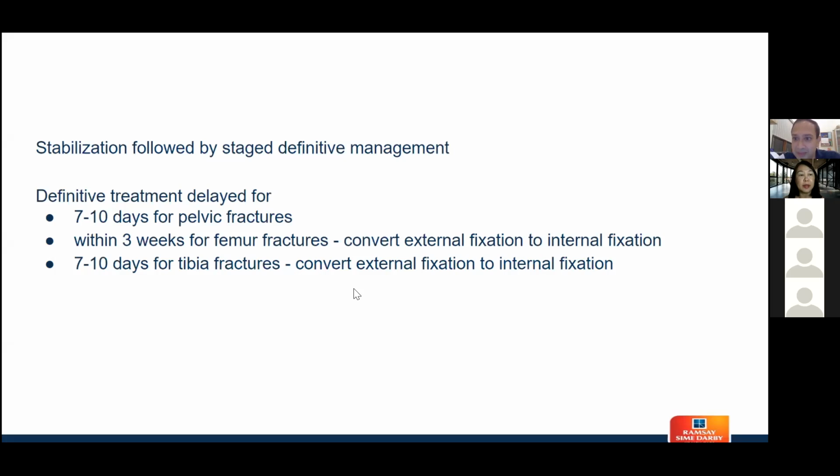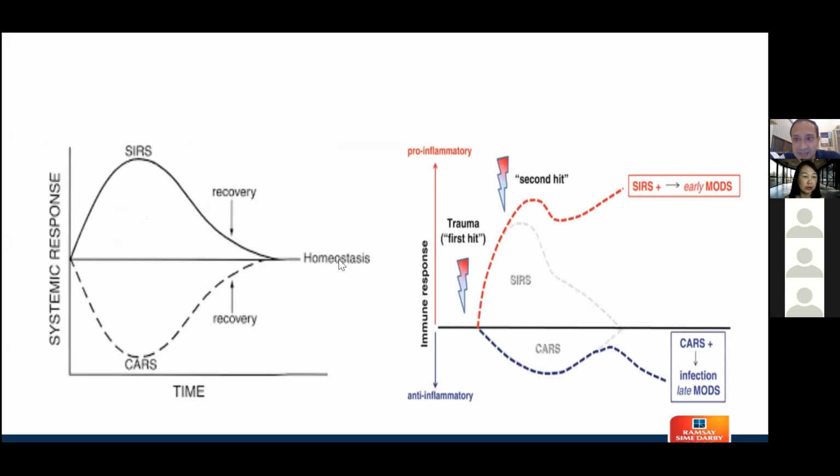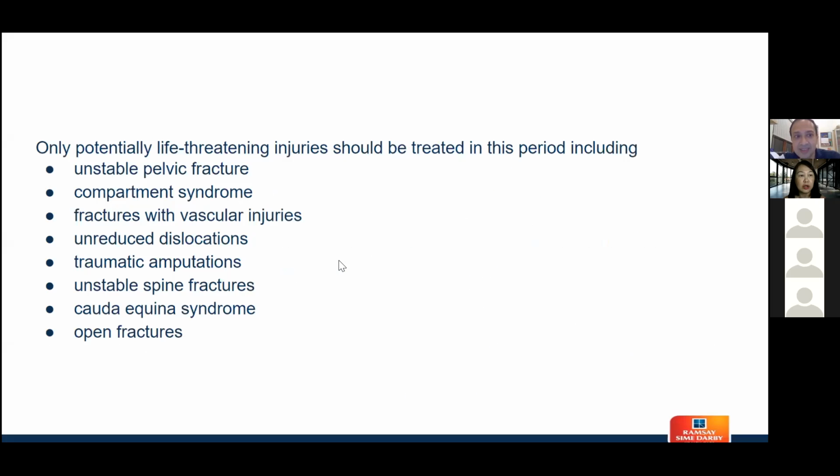Sorry, Roshan, can you go back 2 slides before, please? Okay, no, the next slide. Okay, this one. You said that only these injuries should be treated as soon as possible, from an orthopedic point of view. And as soon as possible also means that you should wait after 5 days? No, not at all.